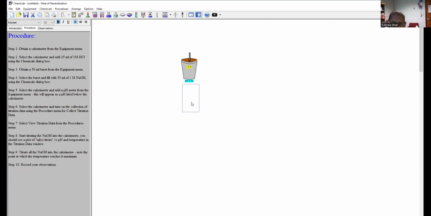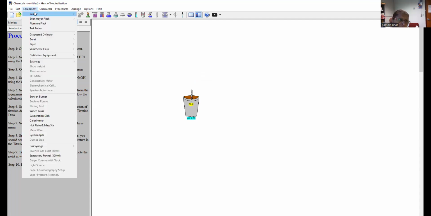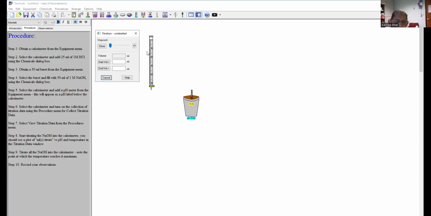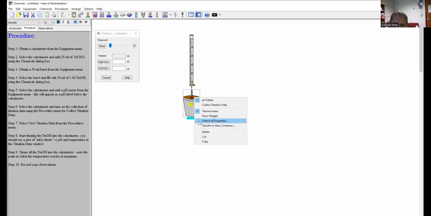So I've got all this set up in terms of the calorimeter. After that, I'm going to get a burette, a 50 mL burette. And here I'm going to put the 50 mL burette directly on top of the calorimeter. Let me just remove the thermometer for the time being so that we can put in the liquid.